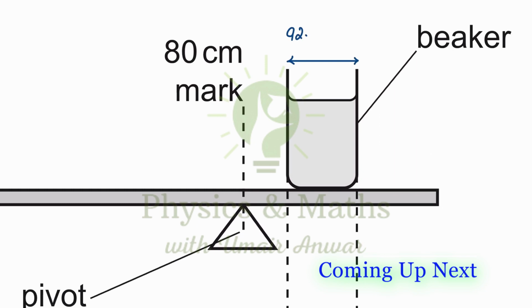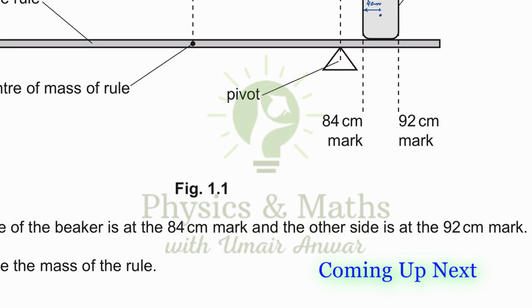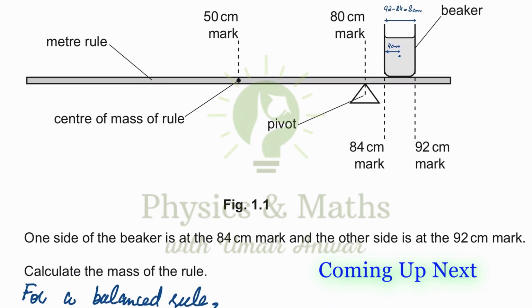92 minus 84 equals 8 centimeters, and the center of mass for this beaker must be 4 centimeters from each side. So this distance is going to be 4 centimeters, where the center of mass of the beaker would be located. So the clockwise moment is being produced by the beaker here.